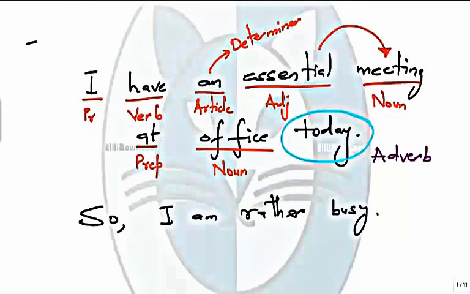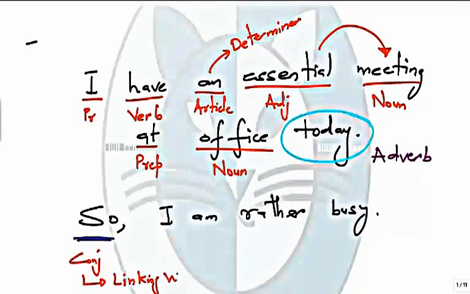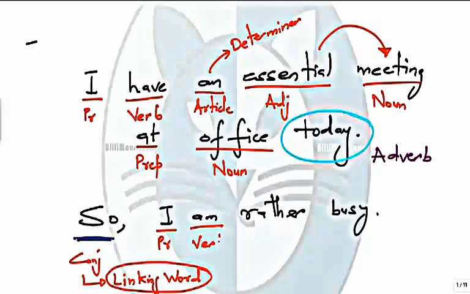Let's move to the next word, which is so. Most of you must have written it as a conjunction, which is fairly correct. But for now, let me write it as linking word. I will come back to this word, linking word, and let you know why this has gained importance in today's modern grammar. The next word is I, which is again a pronoun. Am is a verb. Again, let it be open-ended if it is an auxiliary verb or a main verb.